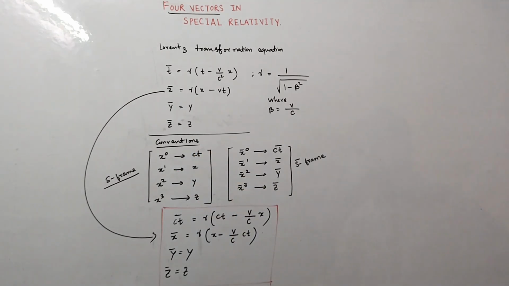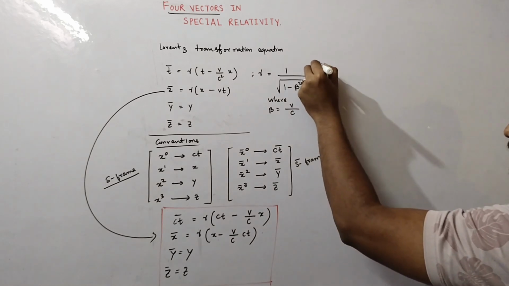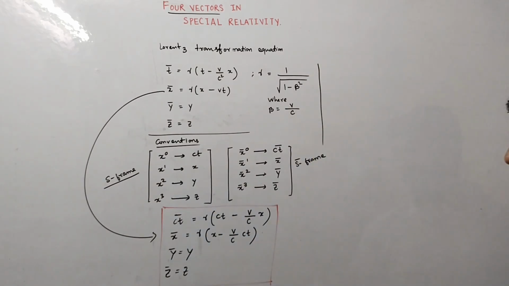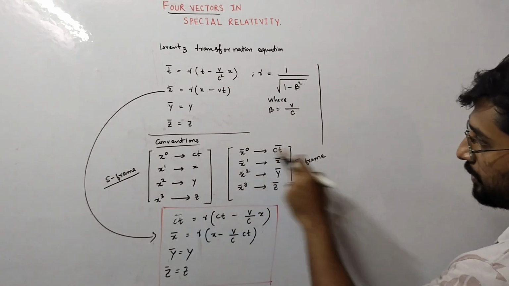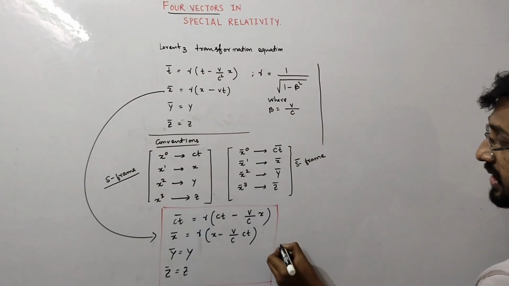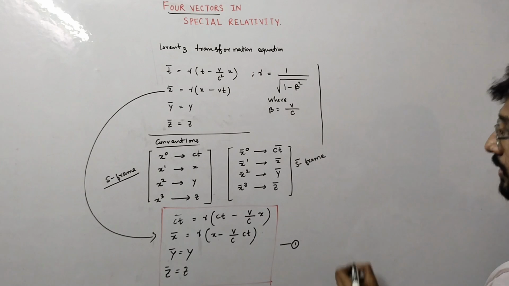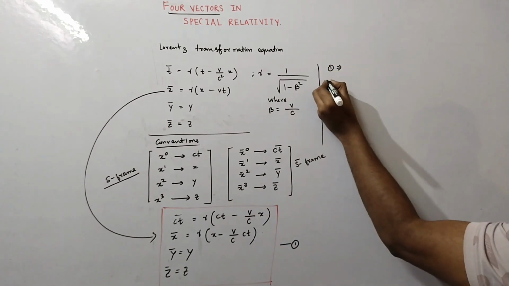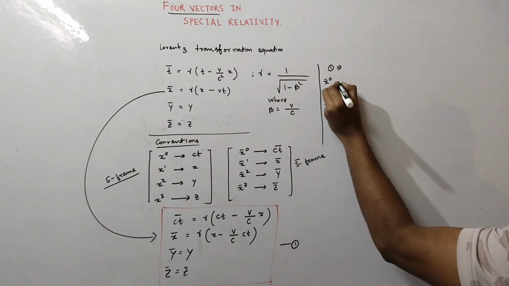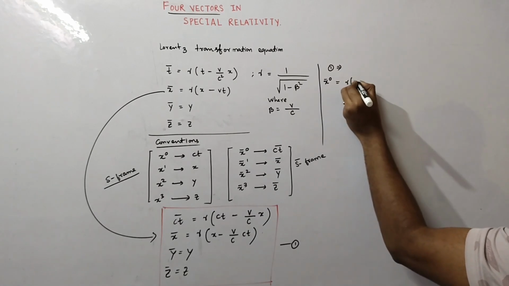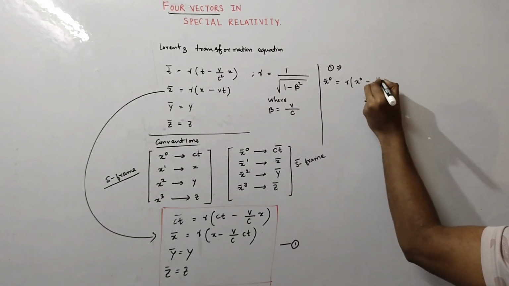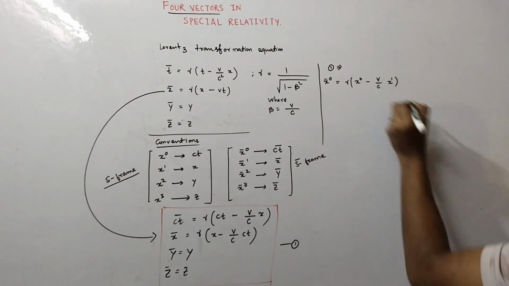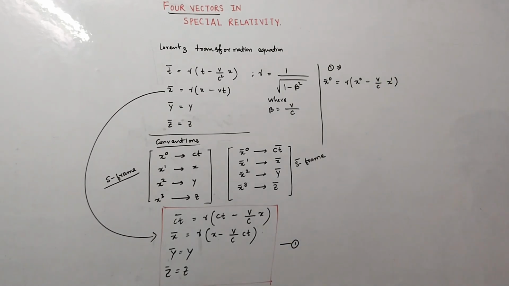So I'll try to express this using the conventions. As you can see, students, I'll call this equation 1, and equation 1 can be written as CT bar becomes x naught bar, which is equal to gamma times (x naught minus V upon C into x1). Do you follow this? Okay.